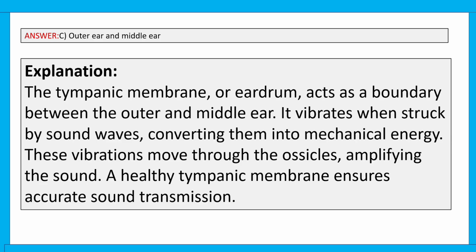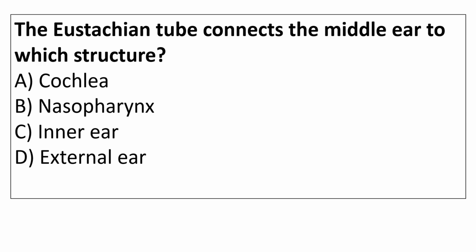The tympanic membrane, or eardrum, acts as a boundary between the outer and middle ear. It vibrates when struck by sound waves, converting them into mechanical energy. These vibrations move through the ossicles, amplifying the sound. A healthy tympanic membrane ensures accurate sound transmission.